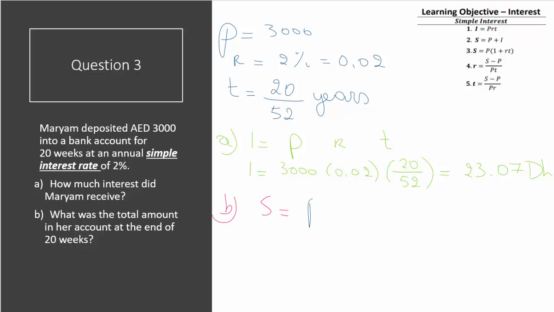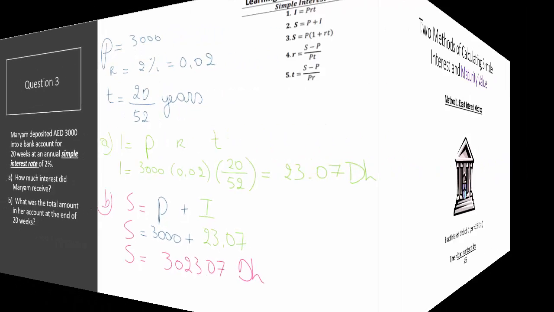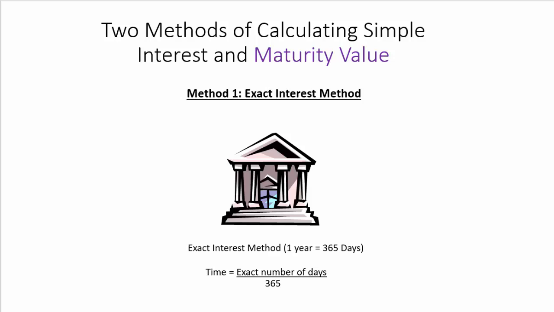The second question asks the total amount in her account at the end. So this is asking for the maturity value, or S. So 3,000 plus what she earns, 23.07. So in the end, she will have 3,023.07 into her account.